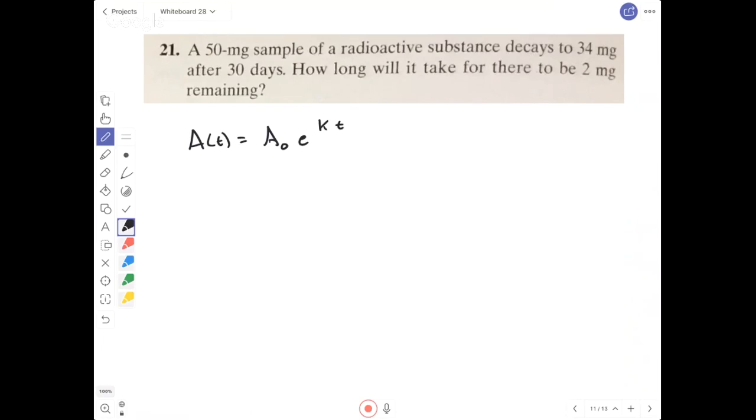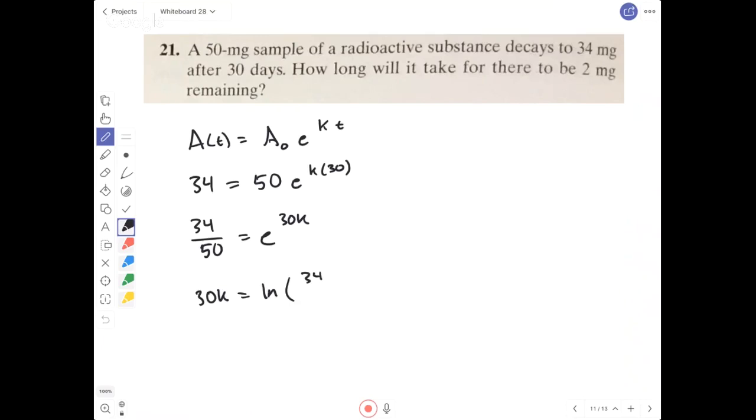And here, a 50 milligram sample decays to 34 milligrams. So started with 50, got to 34 after 30 days. So 34 fiftieths equals e to the 30k. So 30k equals the natural log of 34 fiftieths. So k equals the natural log of 34 fiftieths all over 30.